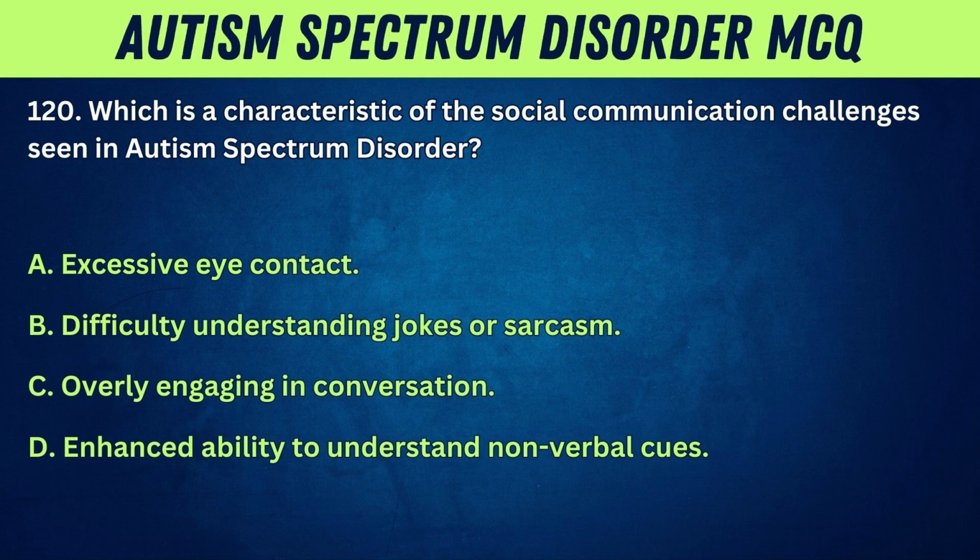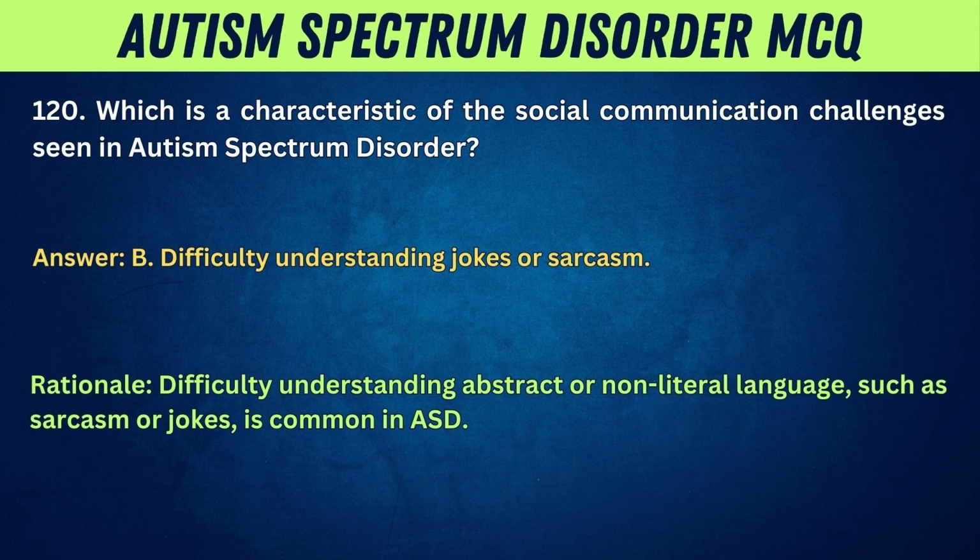120. Which is a characteristic of the social communication challenges seen in autism spectrum disorder? A. Excessive eye contact. B. Difficulty understanding jokes or sarcasm. C. Overly engaging in conversation. D. Enhanced ability to understand nonverbal cues. Answer: B. Difficulty understanding jokes or sarcasm. Rationale: difficulty understanding abstract or non-literal language, such as sarcasm or jokes, is common in ASD.